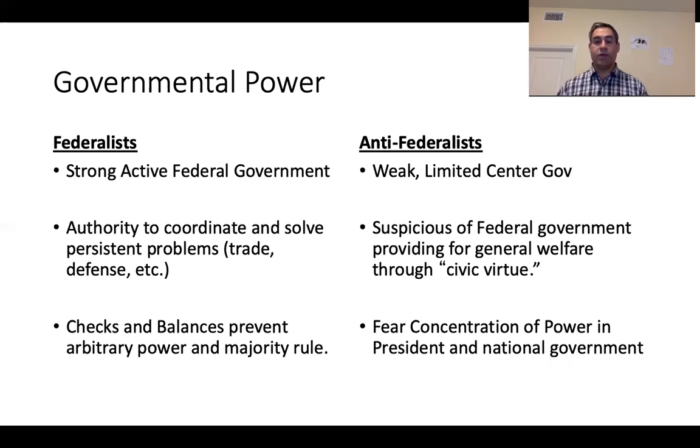and provide for national defense of the United States. They want it to have a stronger currency, a unified currency, and they, again, favor checks and balances to prevent mob rule and maintain this strong power. The anti-Federalists want a weaker, limited central government. And in fact, they're very suspicious of this strong federal government.